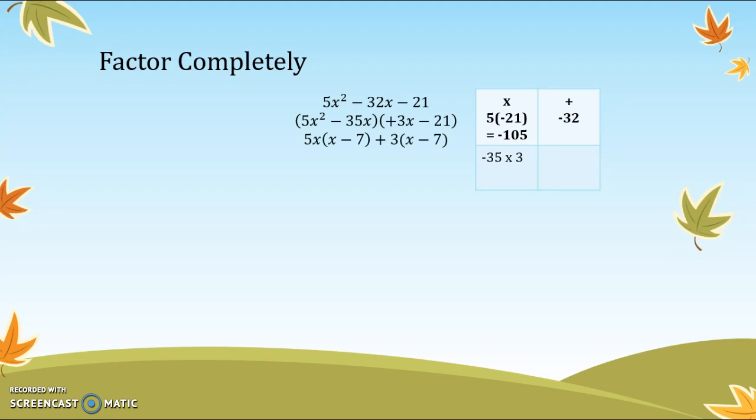I notice that my first 2 terms are divisible by 5x. So when I divide 5x squared minus 35x, I end up with x minus 7. When I look on my right-hand side, I see they're both equally divisible by 3. So when I divide them by 3, I get x minus 7. I now see I have a common binomial. I can divide each side then by the common binomial, and my leftovers are 5x plus 3. We can always multiply through using FOIL or distribution in order to check our answer.